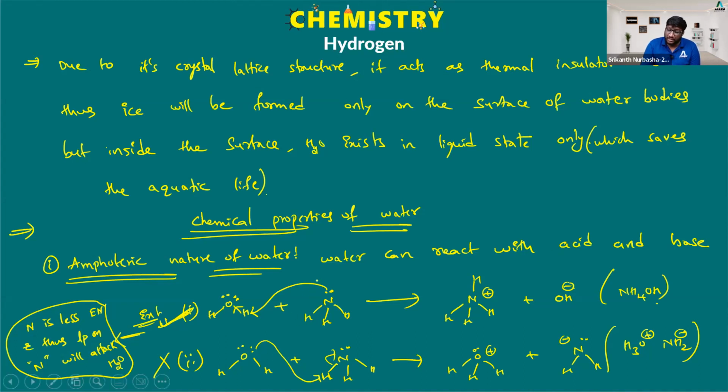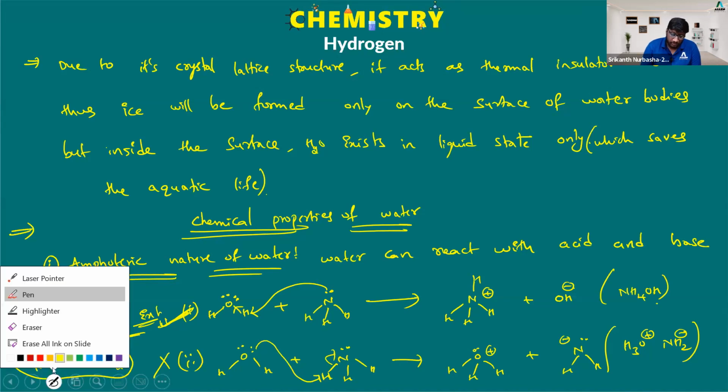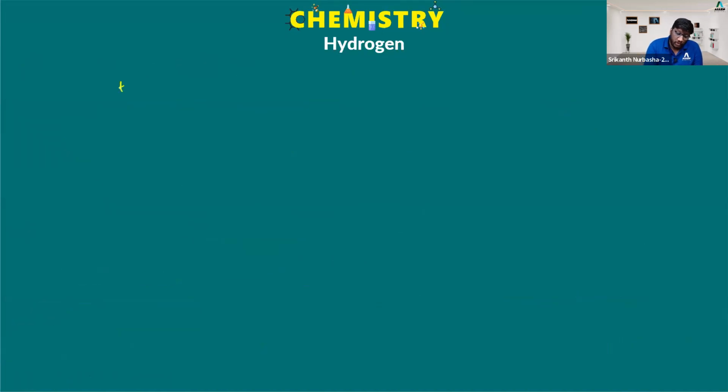So reaction of water with the base we have seen. Now the reaction of water with an acid can also be seen. If you try to draw the structure of H2O, oxygen is connected with two hydrogens. In the reaction of water with H2S, the lone pair of electrons on oxygen can attack the proton, so that the S-H electron density will move towards sulfur, forming H3O plus, with one lone pair and positive charge, and SH minus, with one lone pair and negative charge. This is the first way of reaction.